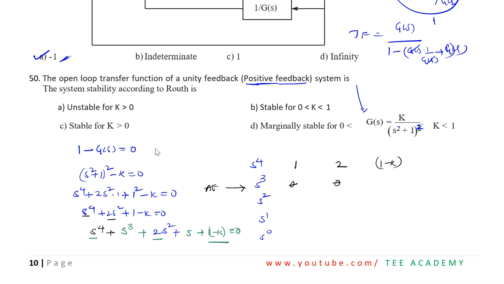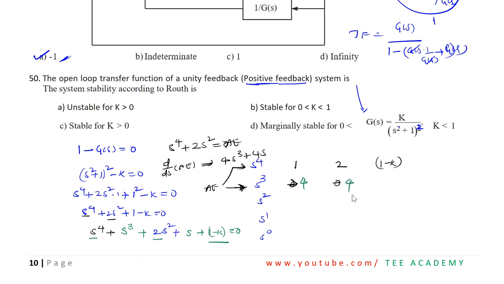Now the auxiliary equation of this one: to get this s power 3, we will take the auxiliary equation s power 4 here. So that is s power 4 plus 2 s square will be 0. Okay, this is our auxiliary equation. So d by d s of the auxiliary equation, you get 4 s cube plus 4 s. So here we replace this row with what, as it is a 4, and here also we get a 4 here.